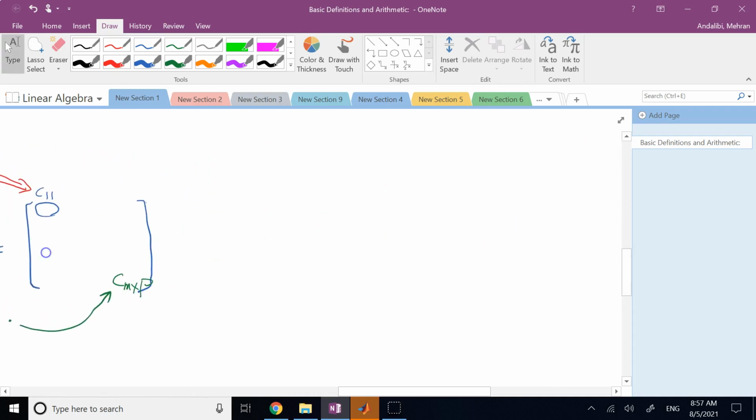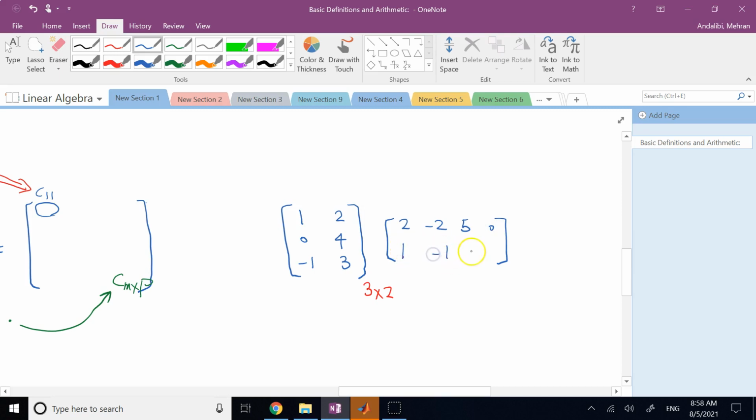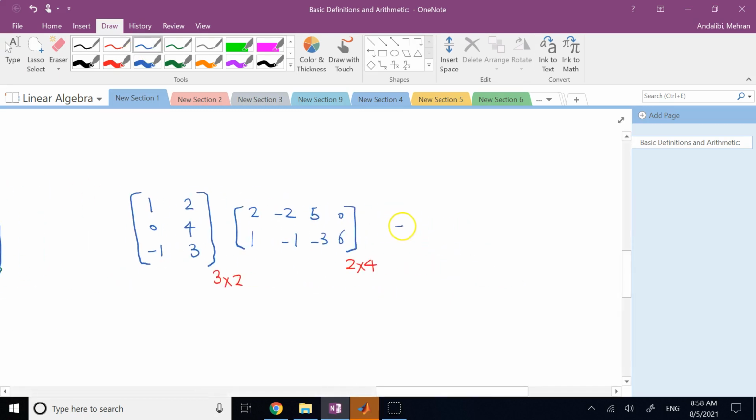Now let's look at a simple example here. I'm going to go ahead and multiply, let's say a 3 by 2 matrix: 1, 2, 0, 4, -1, and 3. So this matrix is 3 by 2, and then let's say I multiply that by a 2 by 4: 2, -2, 3, or let's say 5, 0, and then 1, -1, and then let's say -3, and let's say 6. Okay, so here we have a 2 by 4, clearly you see the 2's match, and the result should be a 3 by 4. So it should be something like this.